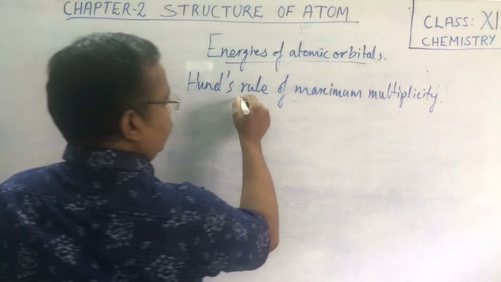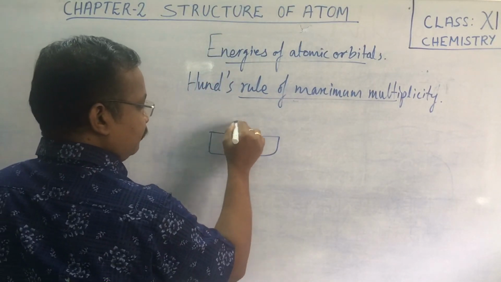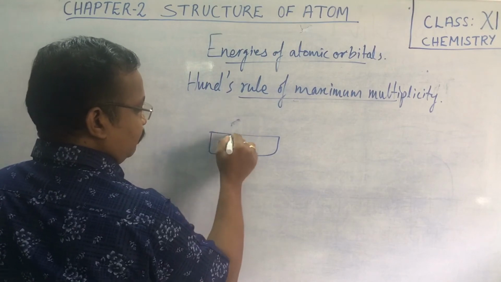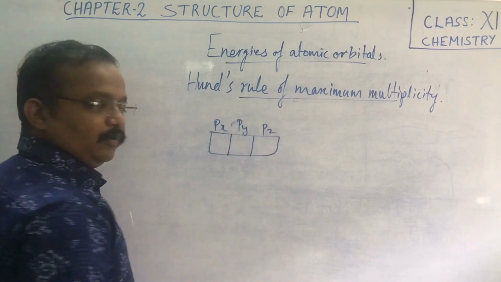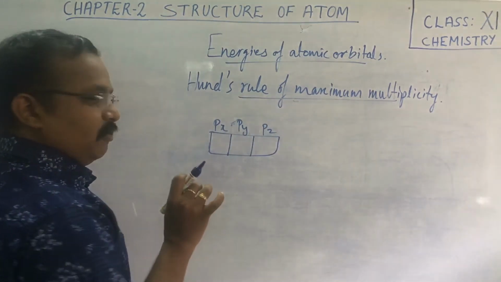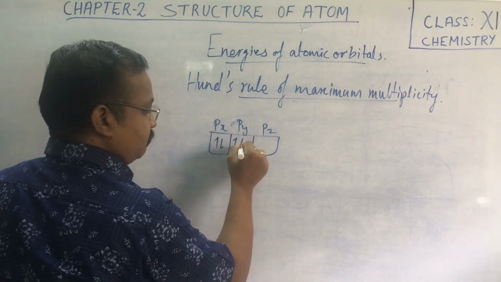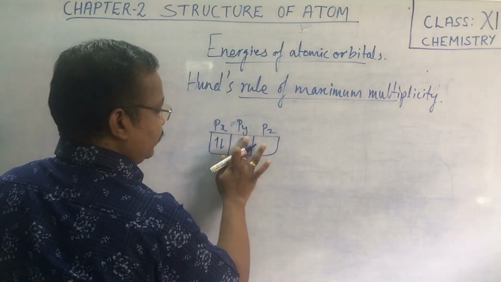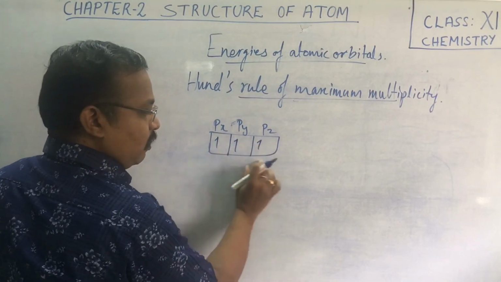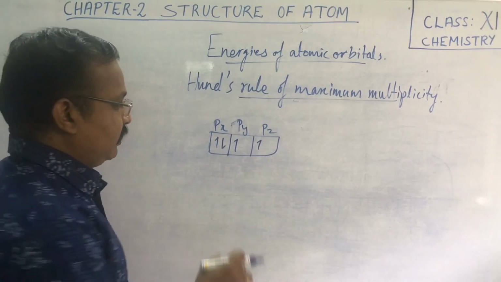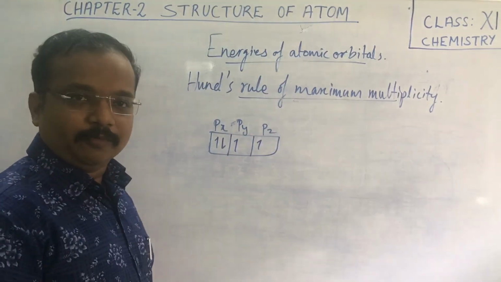While arranging the electrons, suppose you are taking a p orbital. We have 3 p orbitals, px, py and pz. Suppose 4 electrons are there. You cannot fill the 4 electrons simply like this. What you can do is first fill 1 electron in all the orbitals. It has to be filled at least once everywhere, then you can start filling the other orbitals.